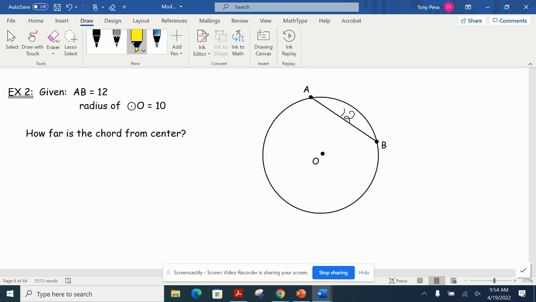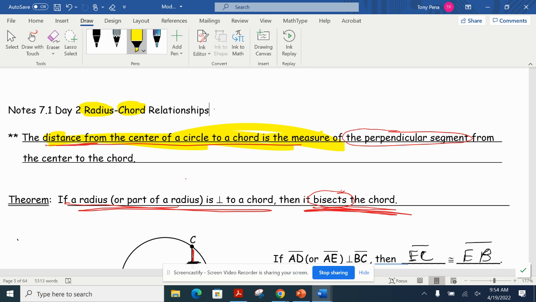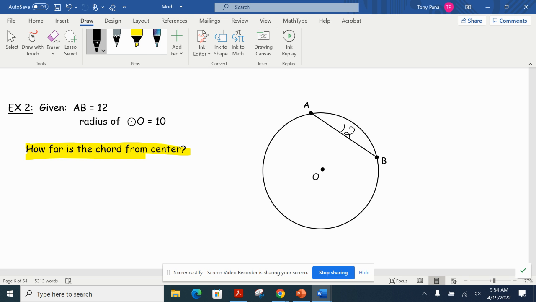The question then asks, how far is the chord from the center? So this goes back to what we talked about at the beginning. The way we figure out the distance from the center to a chord is always the perpendicular segment from the center. So when we go back to that problem, what we want to do is draw from the center a segment that is perpendicular to this chord. So that should look something like this, so that it is perpendicular, forming a 90-degree angle.